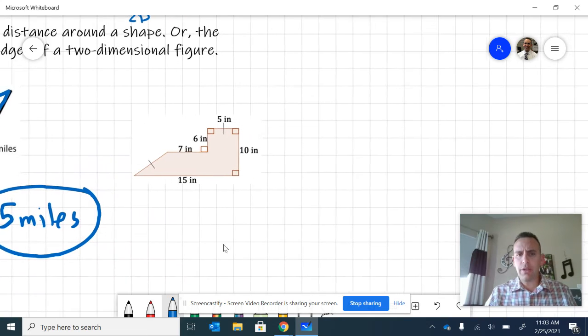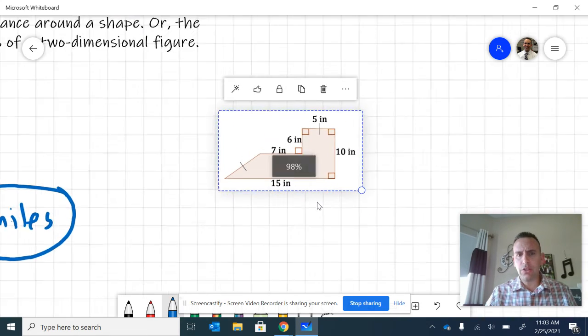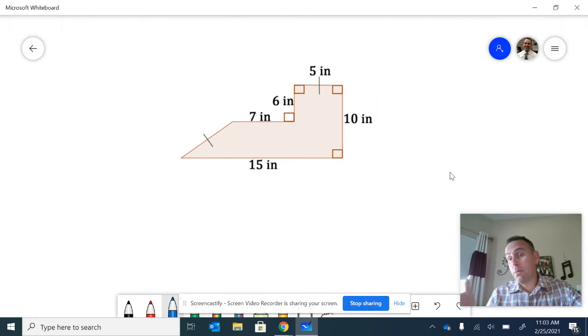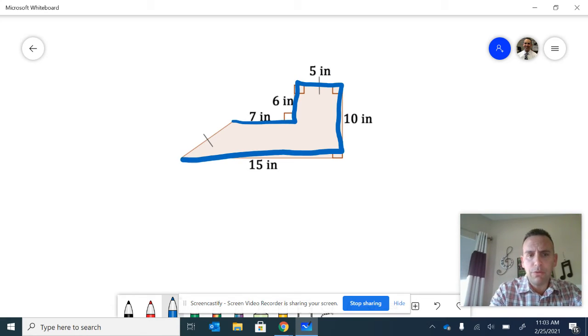The figure on the right is another example that we'll be looking at later on in this unit, and it has something special going on as well. Okay, first of all, this is a much smaller figure. It's measured in inches, but as we talk about the perimeter, the distance on the outside, we'll notice we have 7 plus 6 plus 5 plus 10 plus 15 plus I don't know.